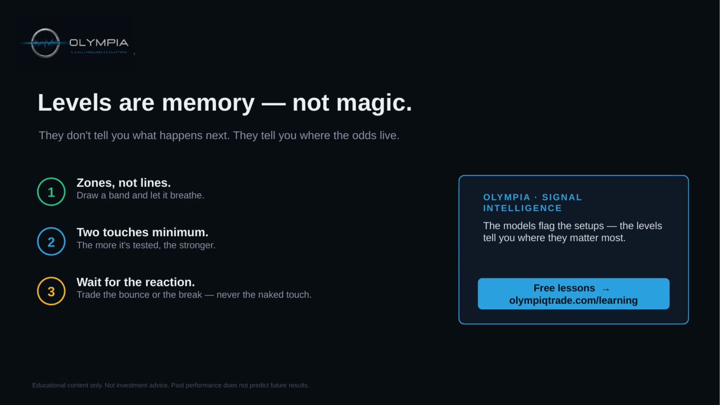So the bottom line, support and resistance are memory, not magic. They don't predict what price will do. They show you where the odds live, so you know which setup to trust. That's exactly how our models use them.